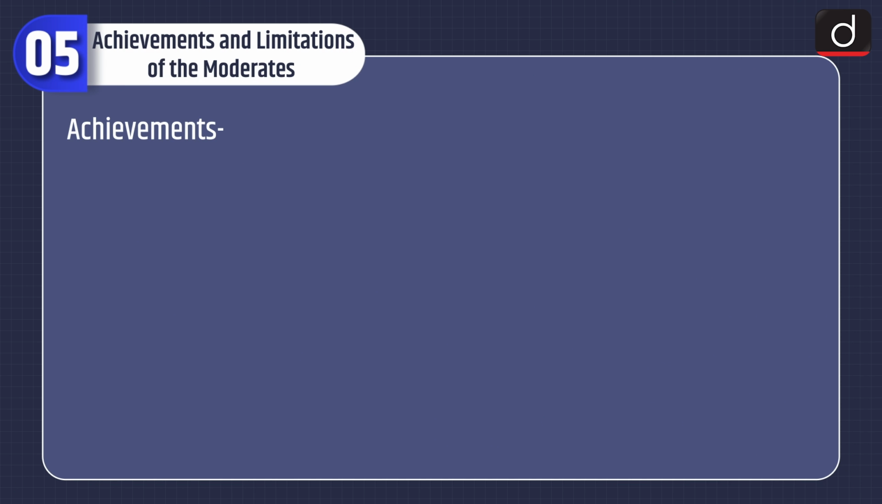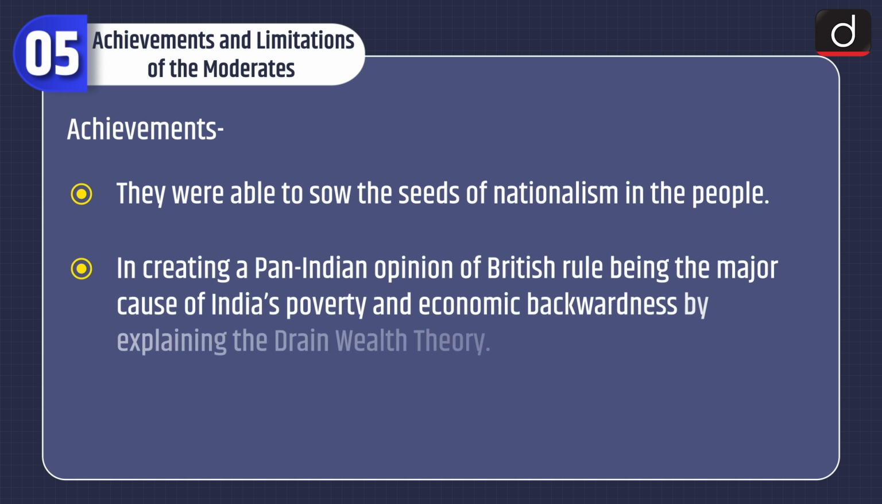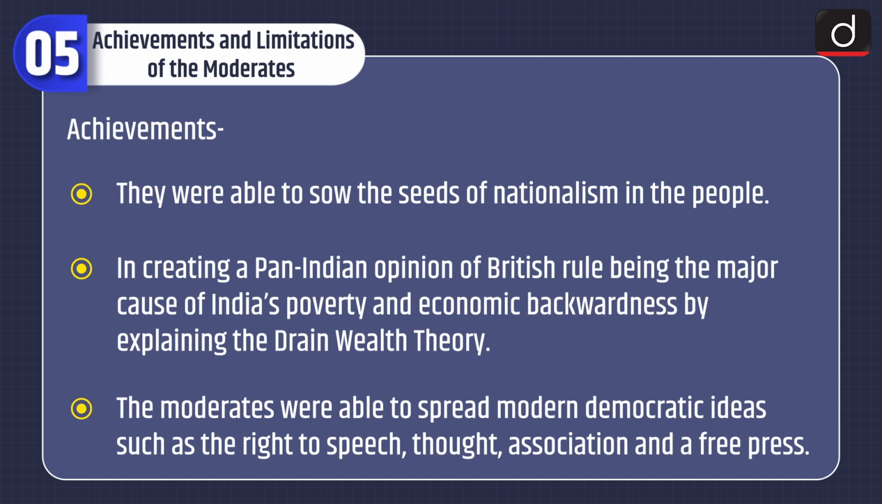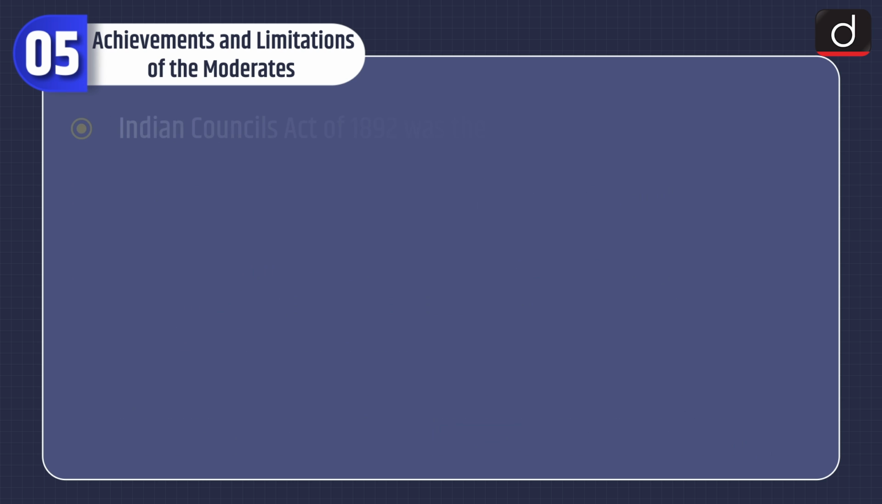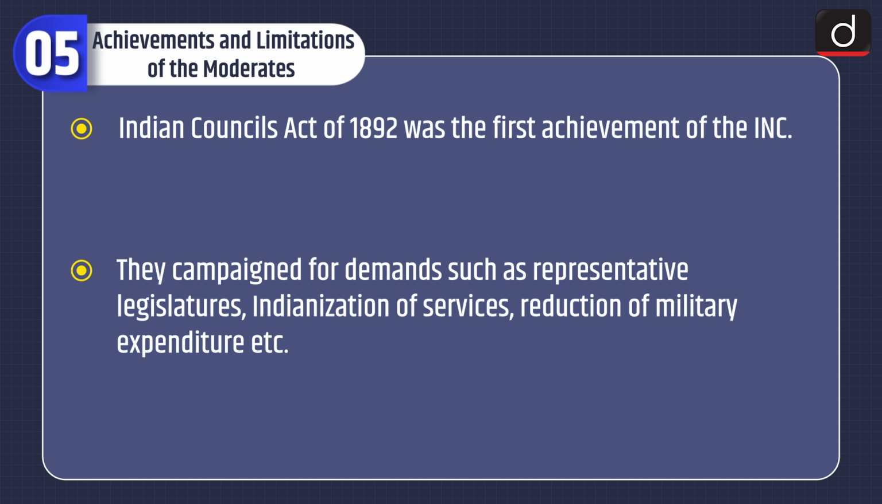Now moving on to achievements and limitations of the moderates. Achievements. They were able to sow the seeds of nationalism in the people, in creating a pan-Indian opinion of British rule being the major cause of India's poverty and economic backwardness by explaining the drain of wealth theory. The moderates were able to spread modern democratic ideas such as the right to speech, thought, association, and a free press. Indian Councils Act of 1892 was the first achievement of the INC. They campaigned for demands such as representative legislators, Indianization of services, reduction of military expenditure, etc.